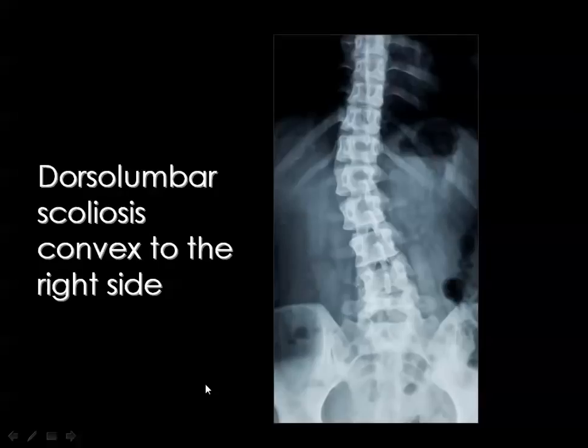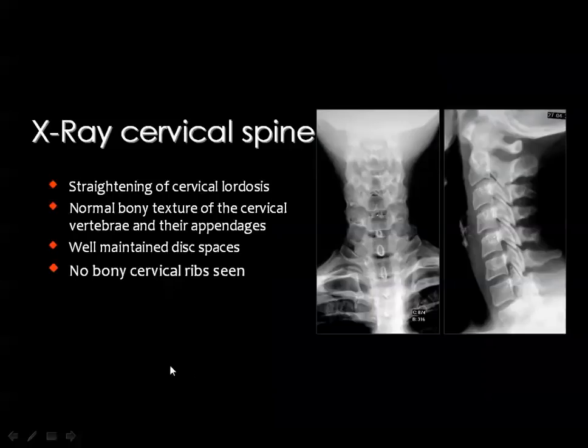And if there is a scoliotic deformity, you mention that there is a scoliotic deformity which is convex to the right side. And we mention the scoliosis by the direction of the convexity, not the concavity.